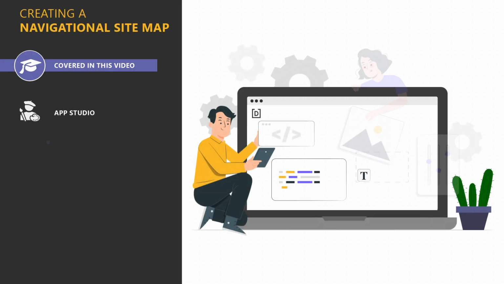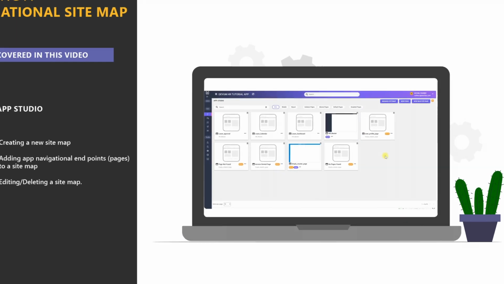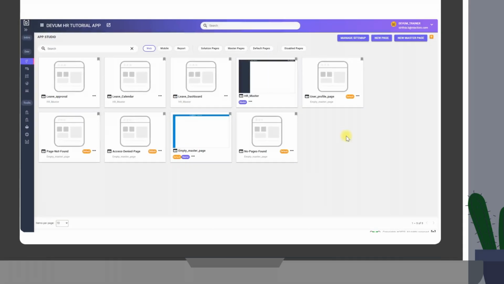This tutorial includes creating a new sitemap, adding app navigational endpoints, that is, pages, to the sitemap, and editing or deleting a sitemap.